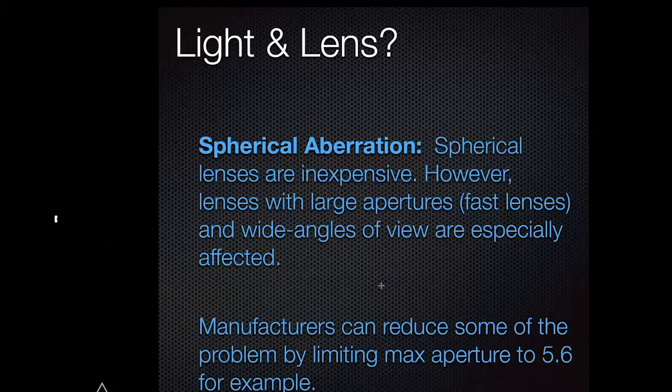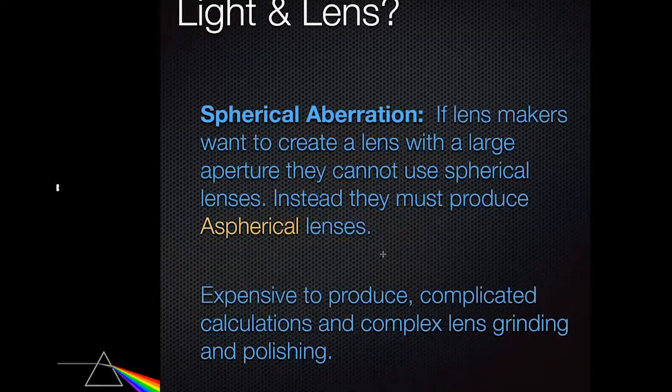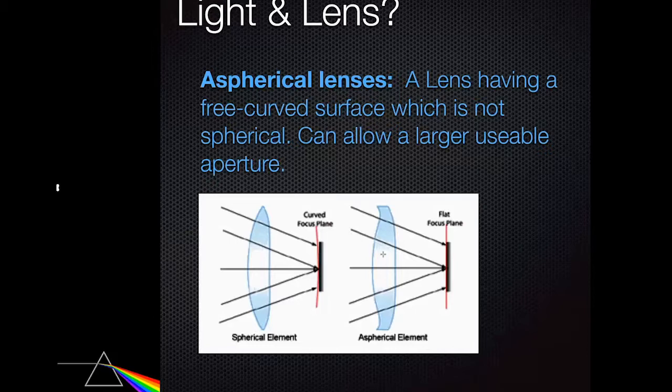Spherical lenses are inexpensive. However, lenses with large apertures, fast lenses, and wide angles of view are especially affected. Manufacturers can reduce some of the problem by limiting the maximum aperture to 5.6. If lens makers want to create a lens with a large aperture, they can't use spherical lenses. They have to use aspherical lenses. These are expensive to produce. They're complicated in designing, complicated grinding and polishing, all that kind of stuff makes these lenses kind of expensive to make.